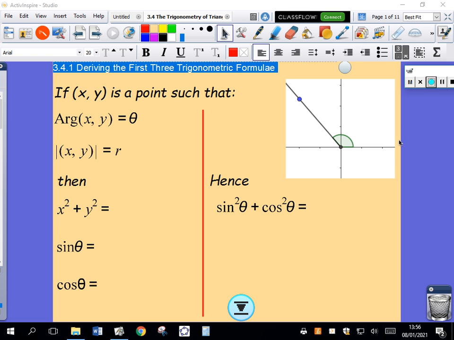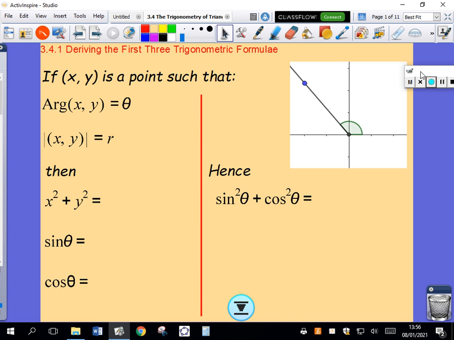Okay, in this lesson we're going to look at deriving the first three trigonometric formulas. There's a number of formulas on our course we have to be able to use. There are 9 of them we have to be able to derive. I'm going to talk about deriving the first few of them.